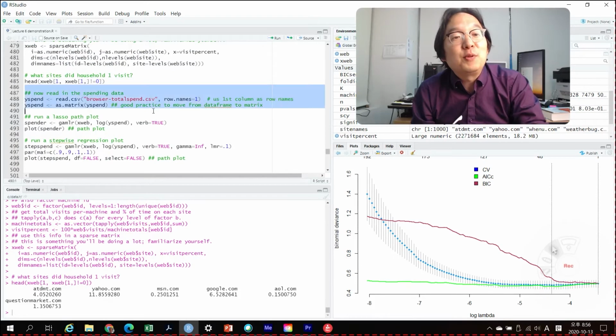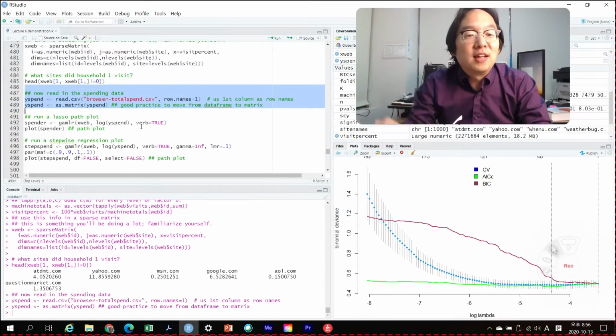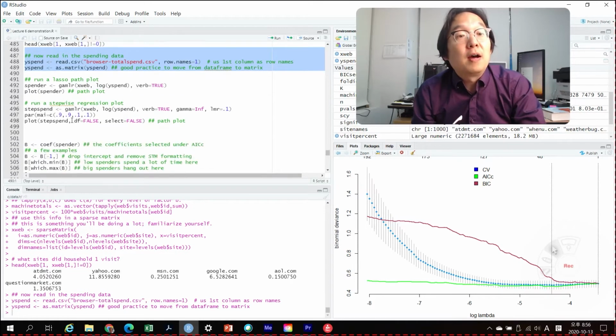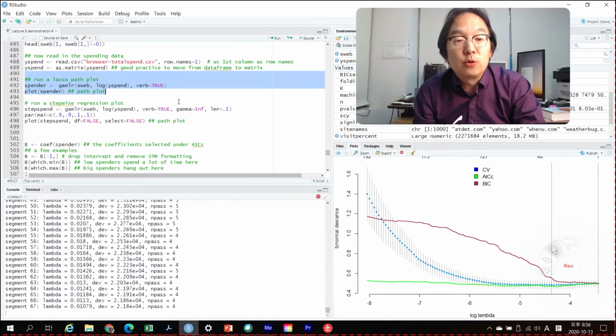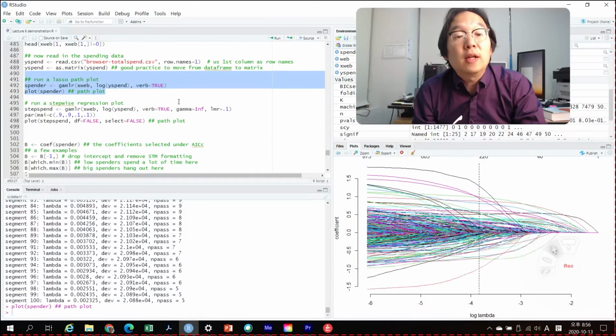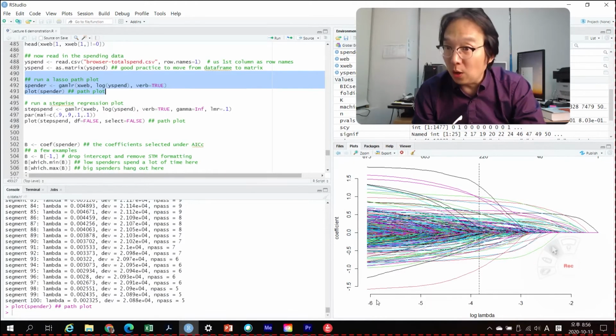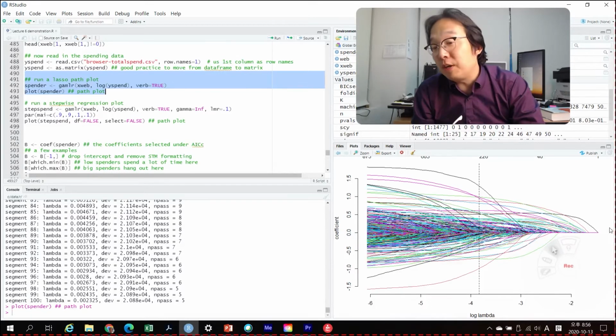Okay, and now read in the spending data, and run a lasso path plot. Let's do it. It looks like this. So lambda, you start from big to small. At the very big lambda, you have zero betas. All betas are zero over here. But after a certain point, one beta starts up. I am significant, like this. And then the second beta, third beta, like that. Some betas are negative, in predicting those spending.